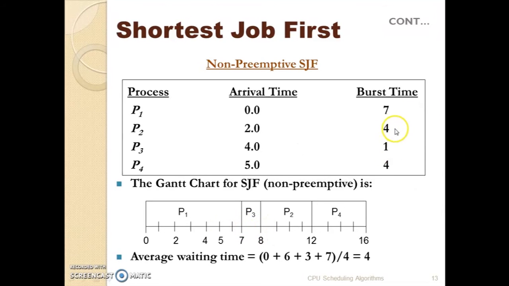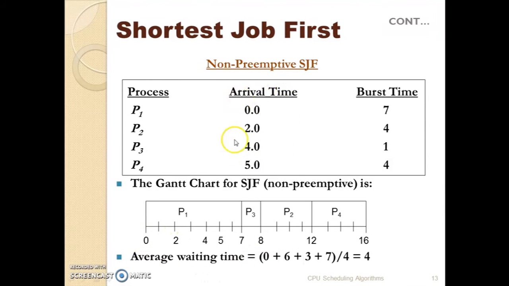After that we have a choice of P2 and P4. Since P2 came earlier, its arrival time being 2 seconds, P2 got executed first. So P2 got executed for 4 seconds, which was till 12 seconds, and then the last process, which was P4, got executed. Now let's see the average waiting time.